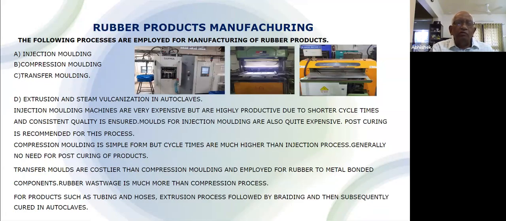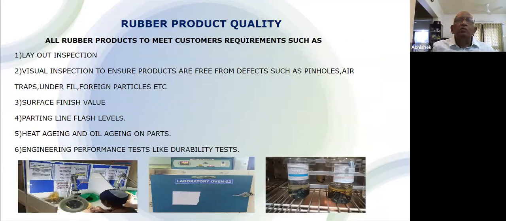Products like tubing, hoses and other things, as I told you, you have to braid the hoses and then subsequently they are cured in the autoclave.